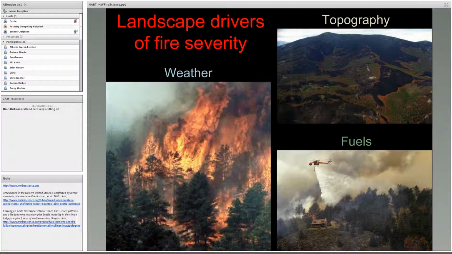So fire severity tends to vary with a number of different landscape features, including weather, topography, and fuels, which can make identifying the effect or the driver of fire severity challenging.